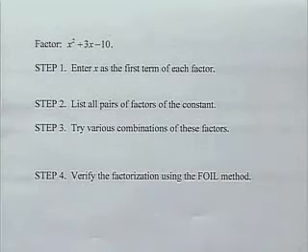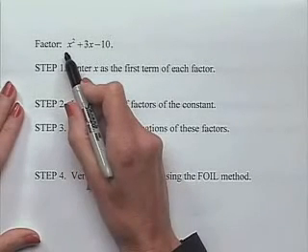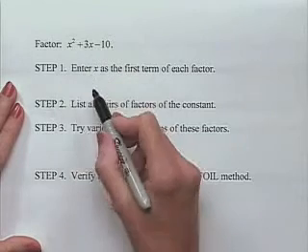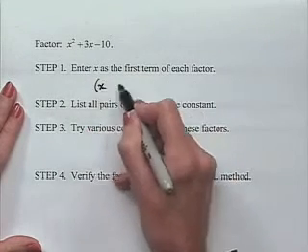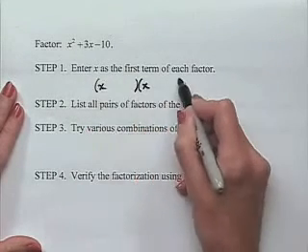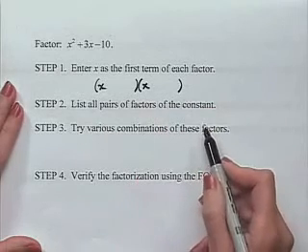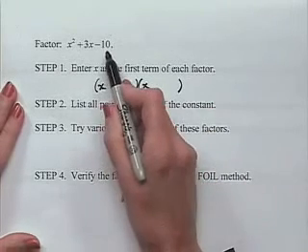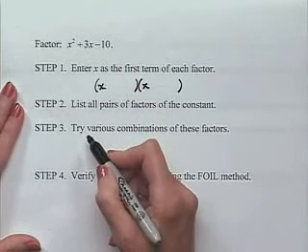Now let's look at another example where we're factoring a trinomial. Factor x squared plus 3x minus 10. Once again, we notice that the trinomial that we're given has a leading coefficient of 1. That allows us in step 1 to enter x as the first term of each factor. Next, we're going to list all pairs of factors of the constant. The constant here is negative 10. So that means that one of the factors has to be positive and the other negative.